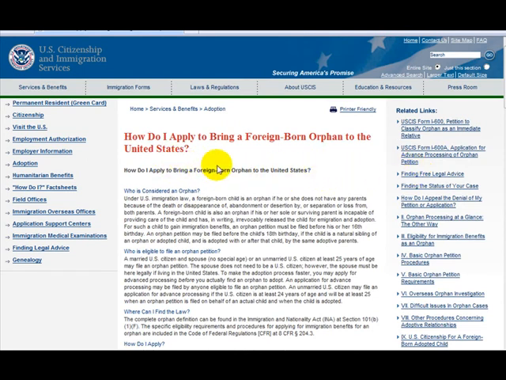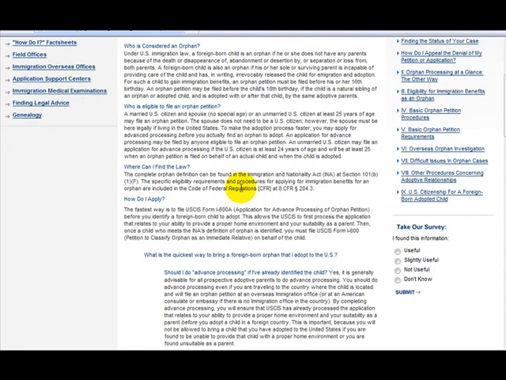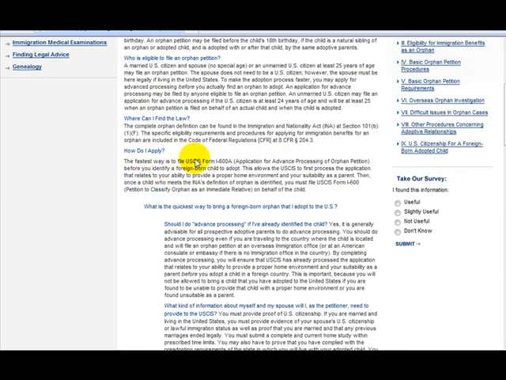There is a ton of information on this one. And I like the way they do this in a question and answer format. Who is considered an orphan? Who is eligible to file an orphan petition? Where can I find the law? We've looked at that. How do I apply?